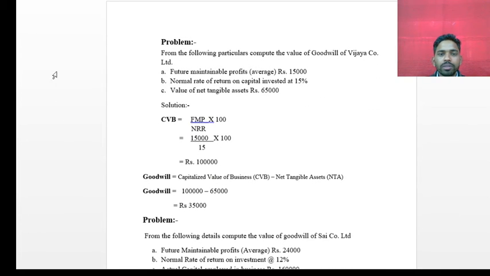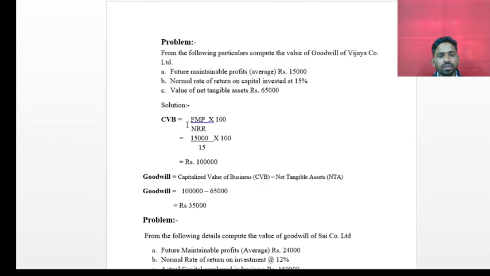From the following particulars, compute the value of goodwill of Vijaya Company Limited. Future maintainable profits is given as rupees 15,000, normal rate of return on capital invested is 15%, and the value of net tangible assets is rupees 65,000. With the help of this information we have to solve the problem.